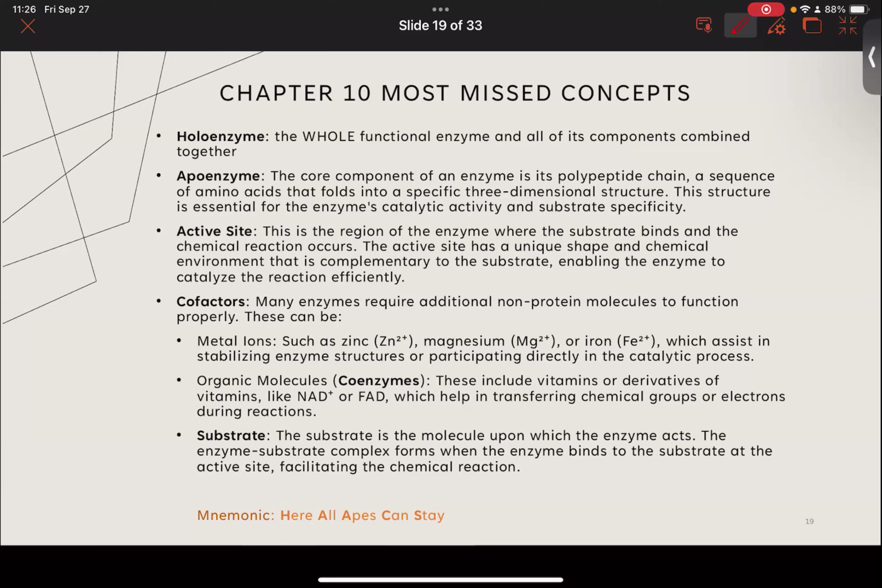All right, so chapter 10, our most missed concepts. We have the different parts of the enzymes. Simple enzymes are just protein. They don't have all this mess. Conjugated enzymes are the most common types of enzymes. The holoenzyme is going to be the whole functional enzyme.